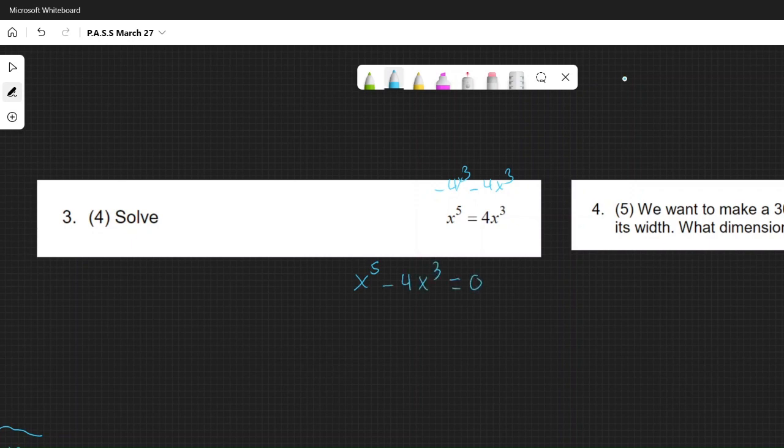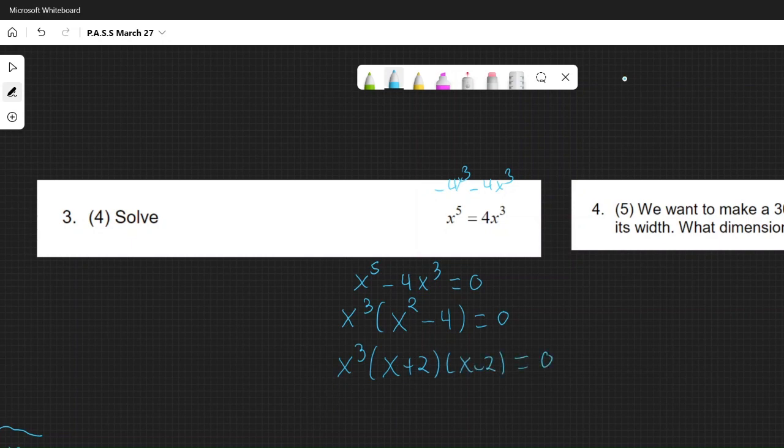equals 0. Now you might notice we can factor out x cubed here. So we have x cubed, x to the 5th divided by x cubed, to subtract it would be x squared minus 4 equals 0. And hopefully you notice that inside this bracket here we have a difference of squares. So that would be x cubed times x plus 2 times x minus 2 equals 0.